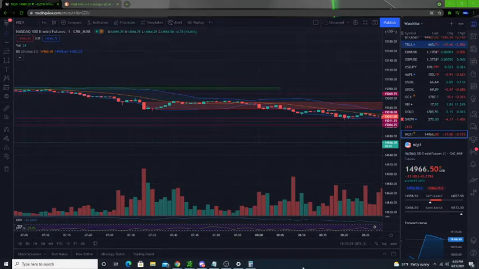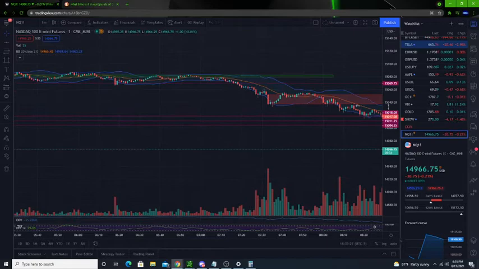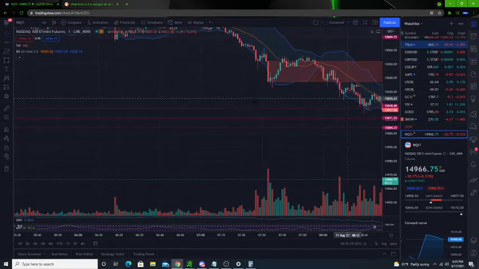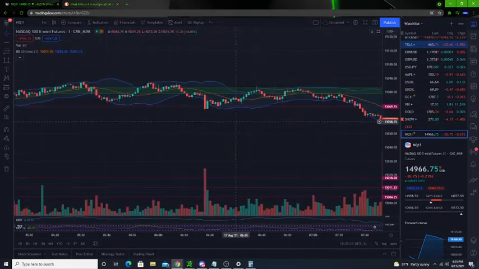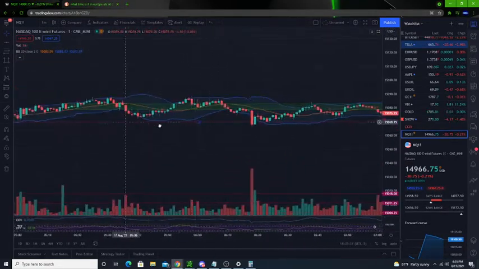Whenever it goes out of the box, you wait for a confirmation candle, whether it's a rejection of the box or support. Yes, always wait for your confirmation. Never enter the trade until you have confirmation. We're sticking to a strategy. We have to follow it. So you were talking about this box here.